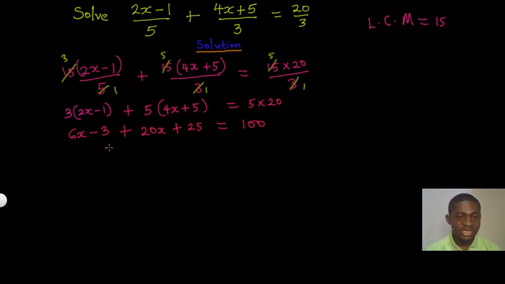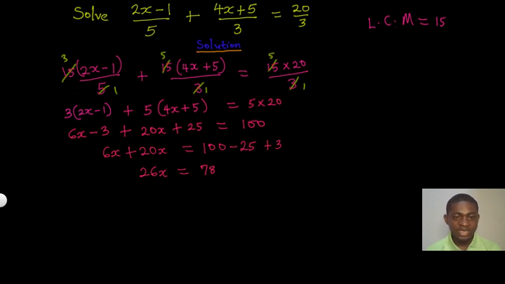So this becomes 6x plus 20x equals 100. This is positive 25 at the left hand side. When we take it to the right hand side, it becomes negative 25. This is negative 3 at the left hand side. When we take it to the right hand side, it becomes positive 3. So we do this. Then we have 26x equals, when we subtract, 75 plus 3, that's 78.